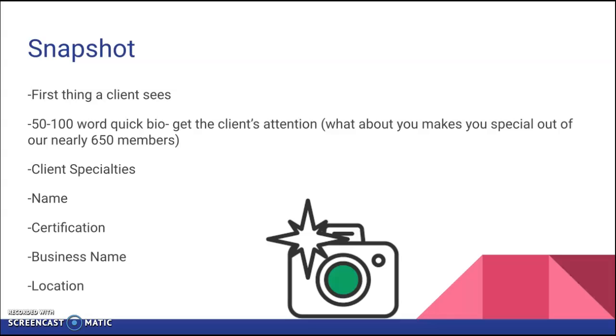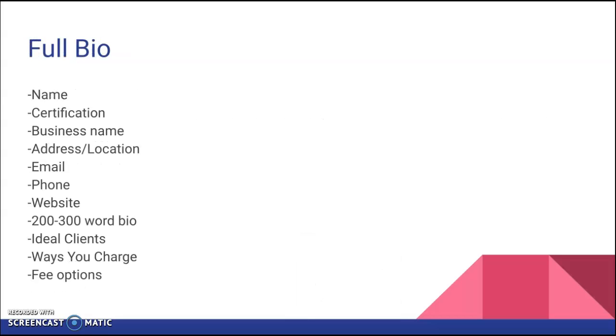Once the client clicks on your name, they reach your full bio. This is more extensive. You will again include your name, certification, business name, and location. You'll also include your email, phone number, and website, as well as a 200 to 300 word bio that dives a little bit deeper, who your ideal clients are, the ways you charge, and your fee options. This allows the client to make a more informed decision when searching for their perfect advisor.